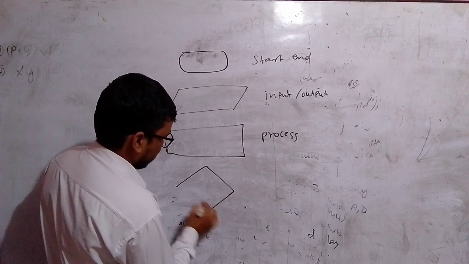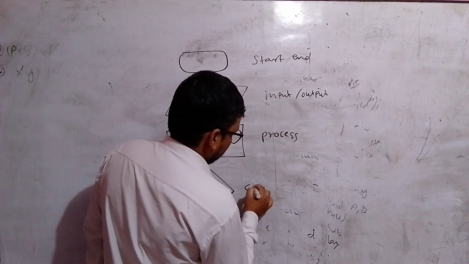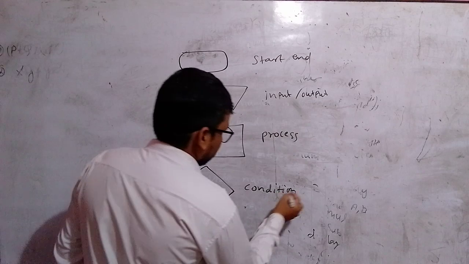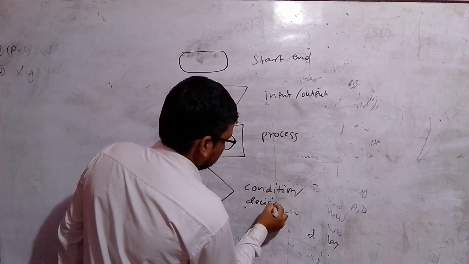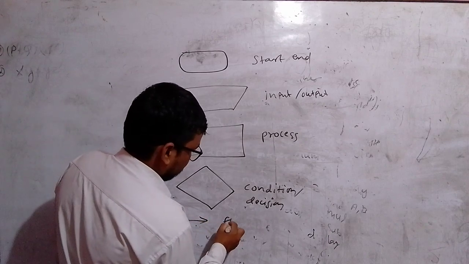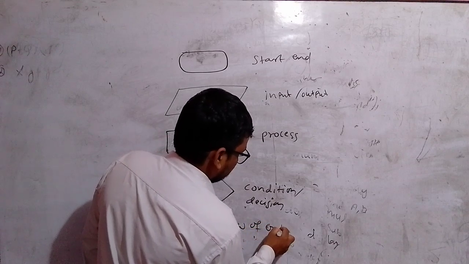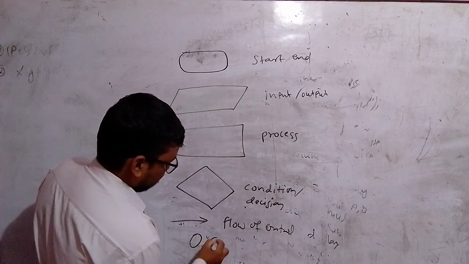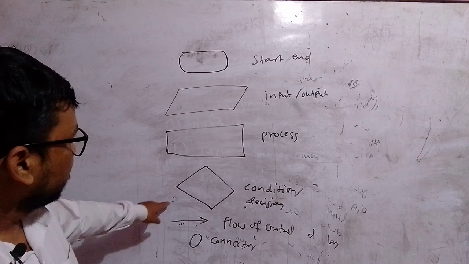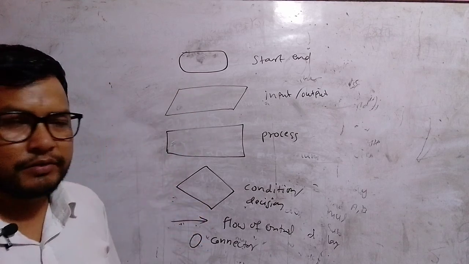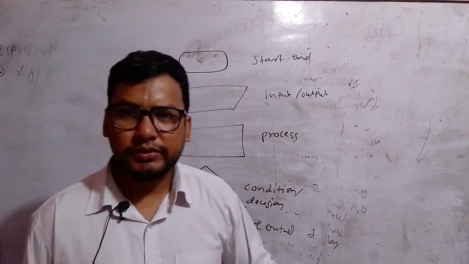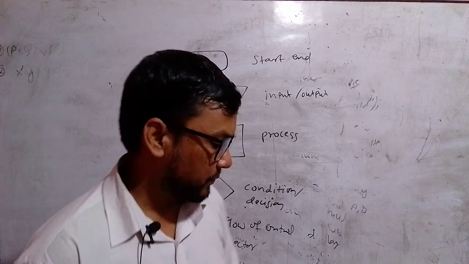Diamond: condition or decision. Arrow: flow of control. Circle: connector. These are the symbols. We can use these symbols to draw the flowchart. Now let's use these symbols to draw the flowchart to check whether the number is even or odd.